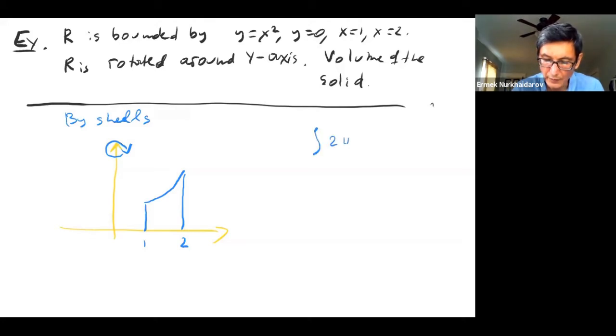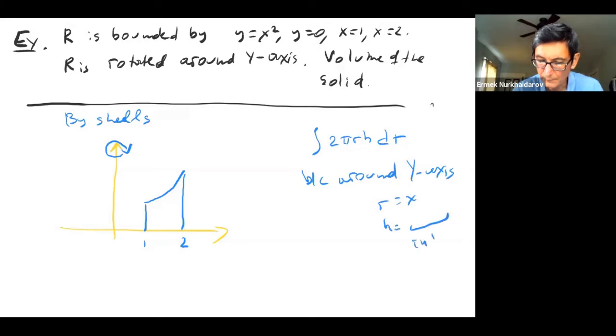Integral 2 pi r h dr. Around the y-axis, r equals x, and h is going to be in terms of y. If you just look at the original integral, you have only two y's, y equals x squared and y equals 0. So basically, the only possible answer is h equals x squared minus 0, which is equivalent. So that's your initial guess without even looking at what's going on.